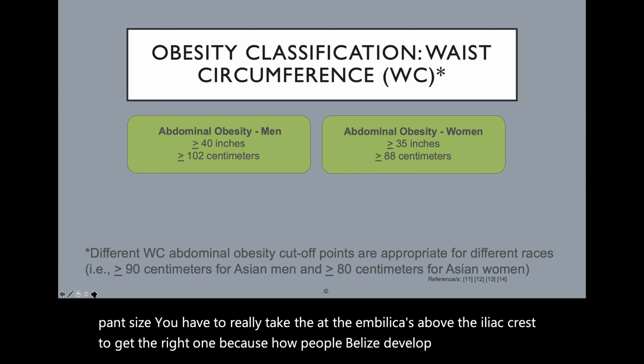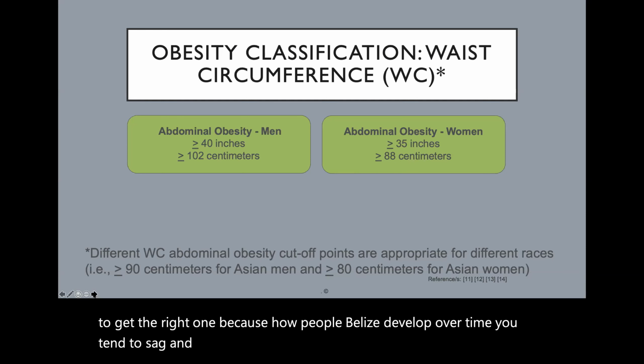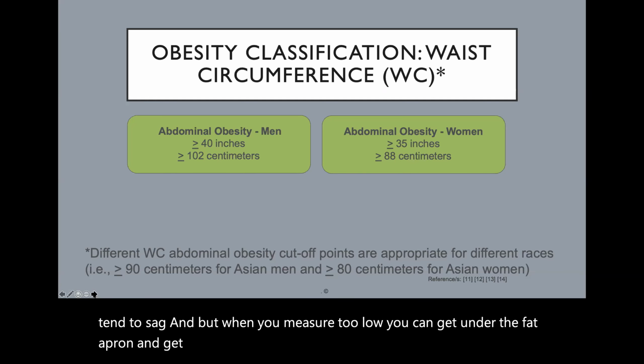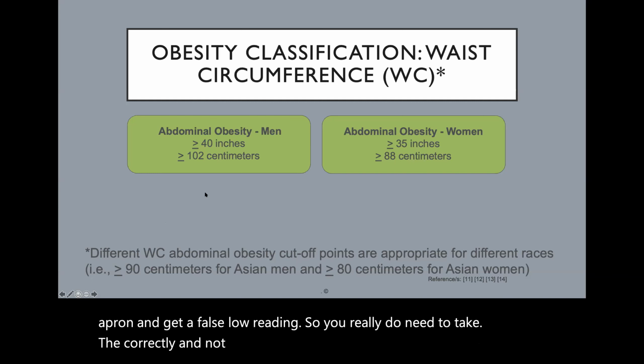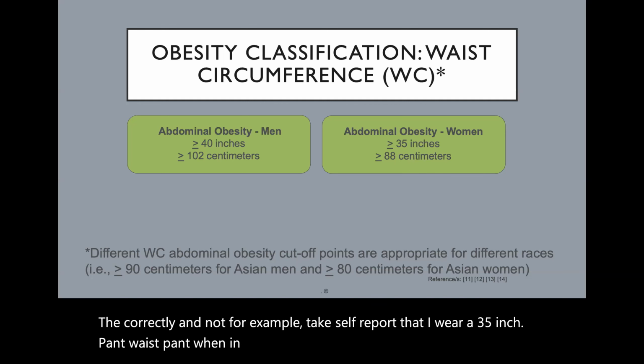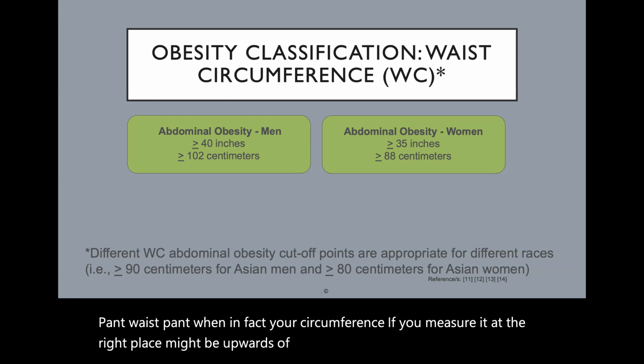You tend to sag, but when you measure too low, you can get under the fat apron and get a false low reading. So you really do need to take the measurement correctly and not, for example, take self-report that I wear a 35-inch waist pant, when in fact your circumference, if you measure it at the right place, might be upwards of 40, or it might not, but it could be. So there you see those.